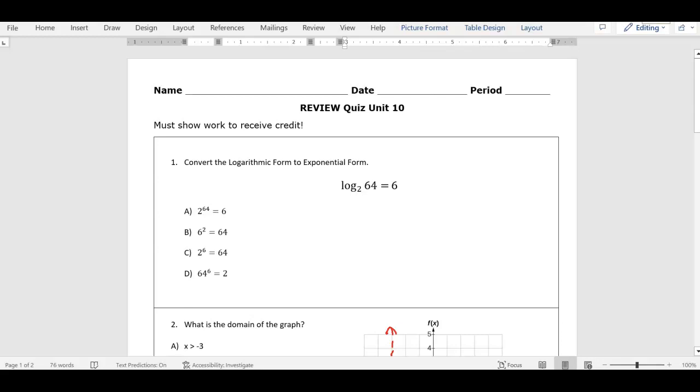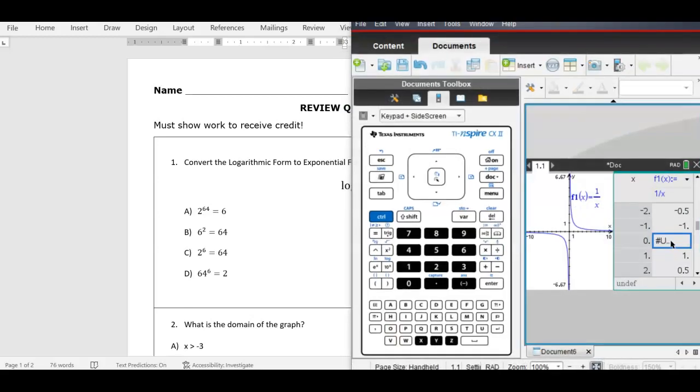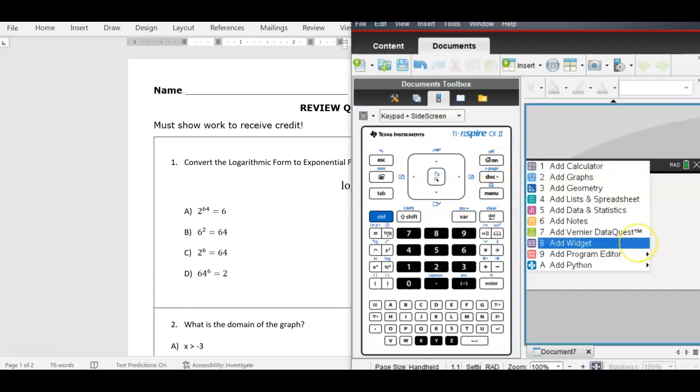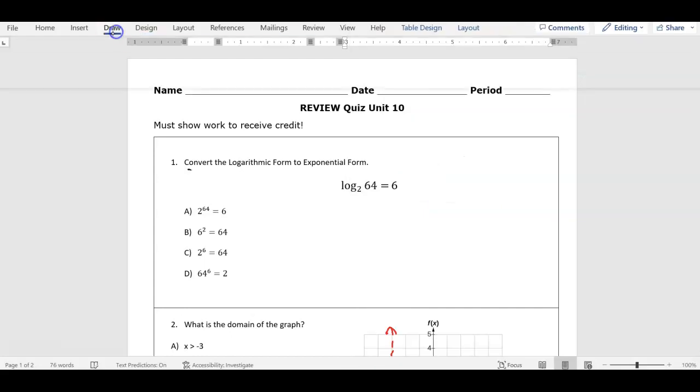All right, review quiz unit 10. Make sure you have your calculator ready because we're going to be using that on the back part of this. So it says convert logarithmic form to exponential form.